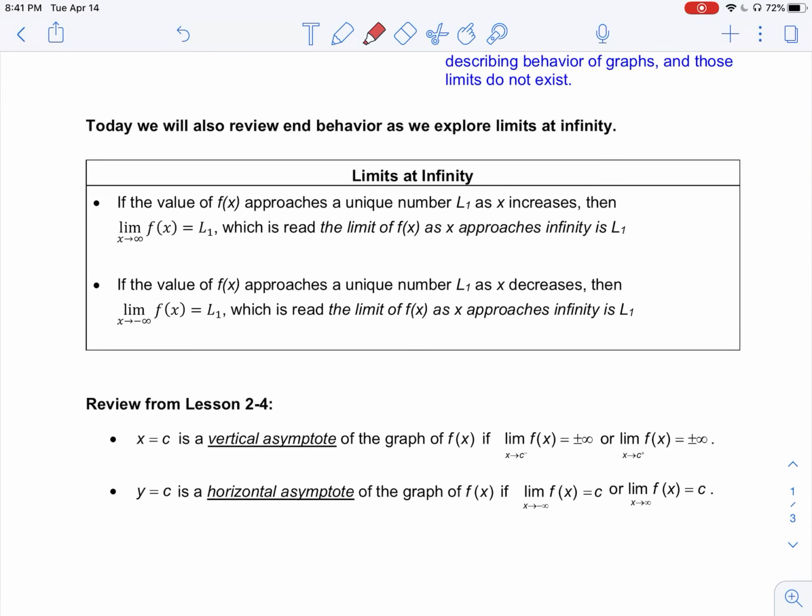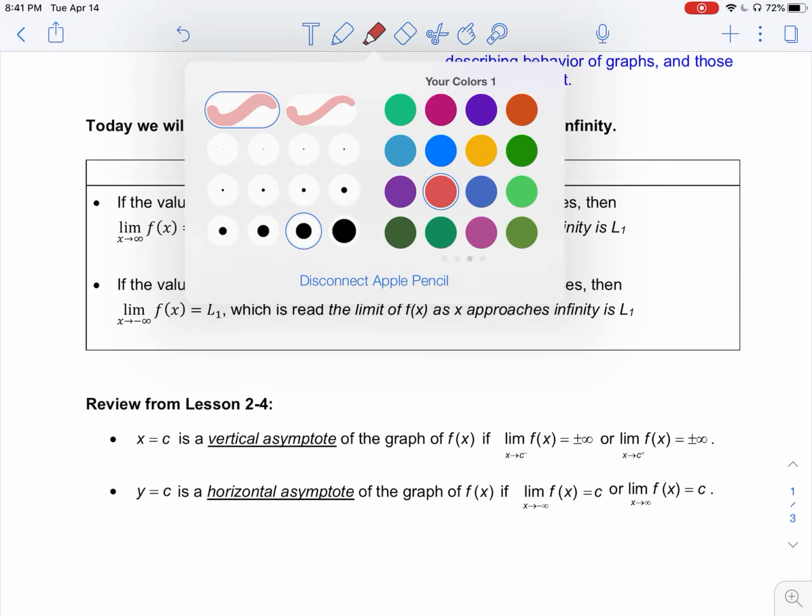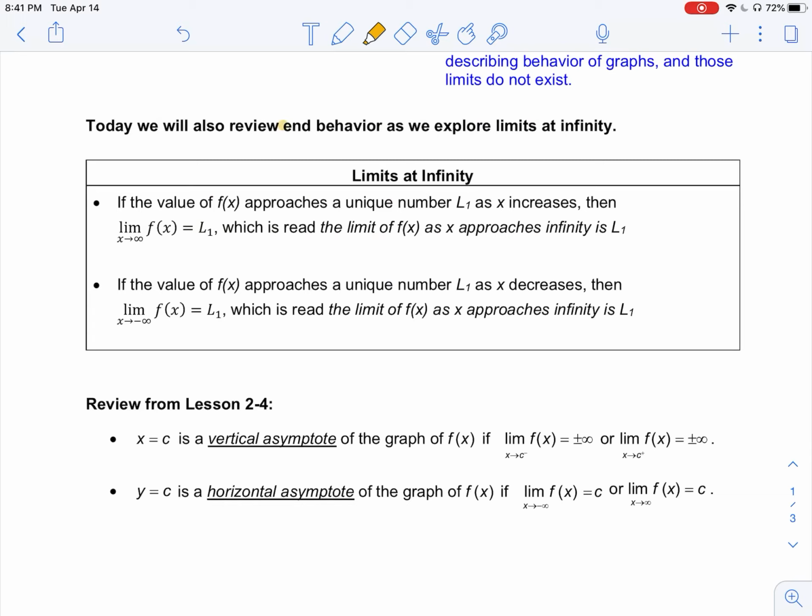We're also going to review end behavior as we talk about limits at infinity. So hopefully, and I know this was always difficult for us, but hopefully you remember about end behavior. This is that idea of as I look to the right of my graph, as x goes to the right or to the left, as x increases or decreases, what is y doing? Is y going upwards? Is y going downwards, or is it leveling off?